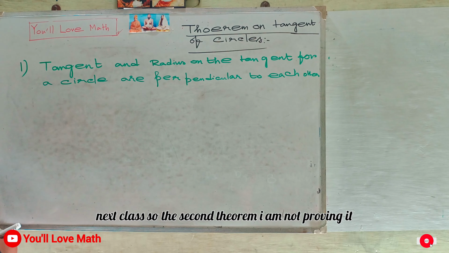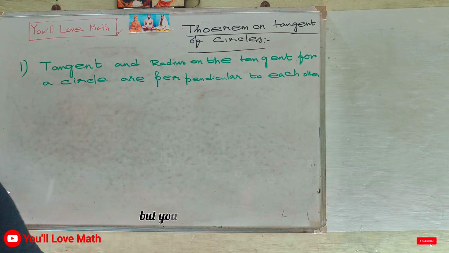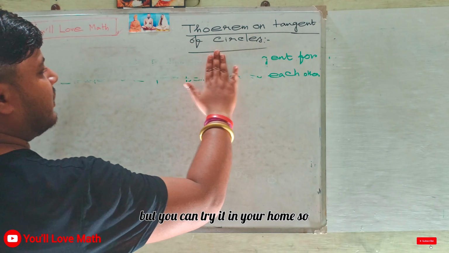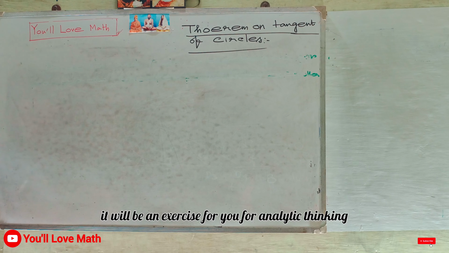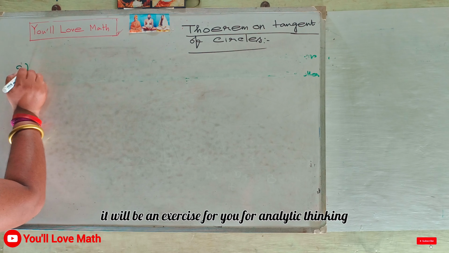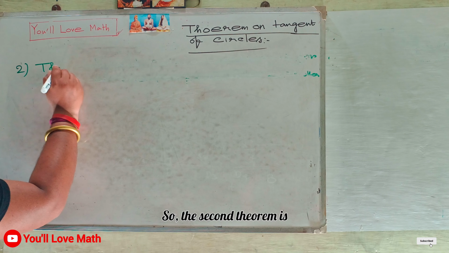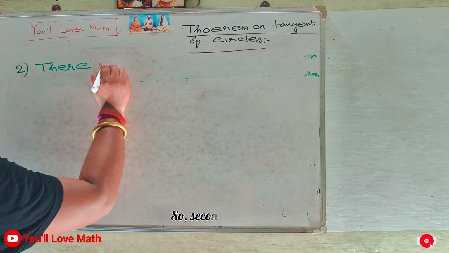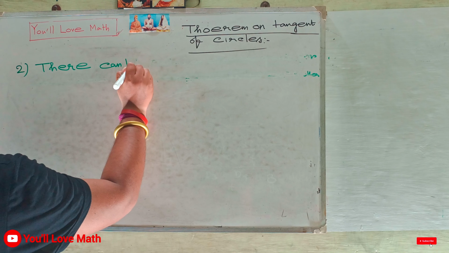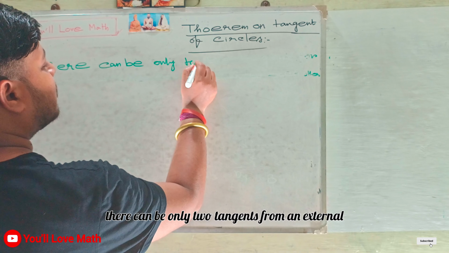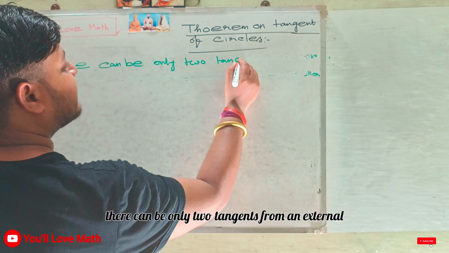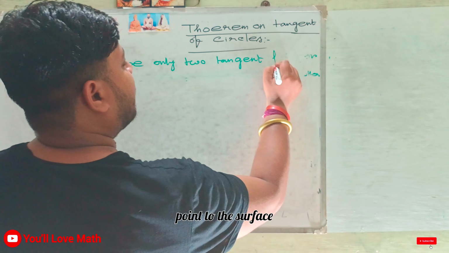So the second theorem, I am not proving it, but you can try it at home, so it will be an exercise for you for analytic thinking. So the second theorem is, I am not proving that theorem. The second theorem is, there can be only two tangents from an external point to the circle.